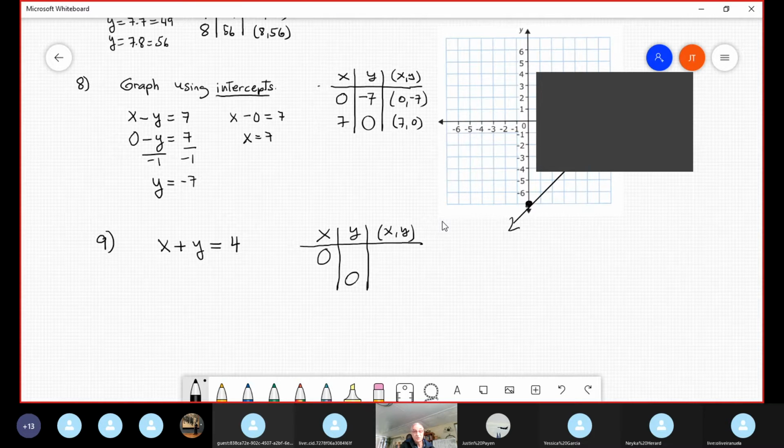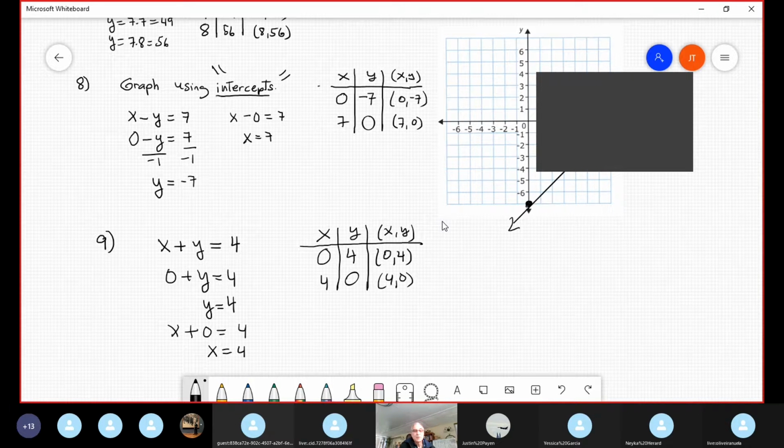Always 0, always, because it's intercept. Intercept is 0. So 0 in x is 0 plus y equals 4. Therefore, y is 4. The point is 0,4. And 0 in y is x plus 0 equals 4. Again, it's 4. Okay, so the point is 4,0.